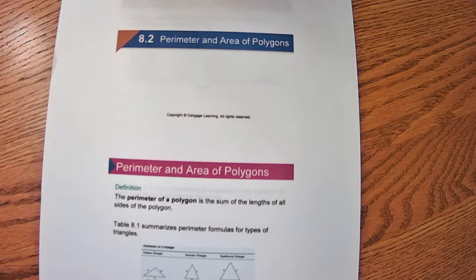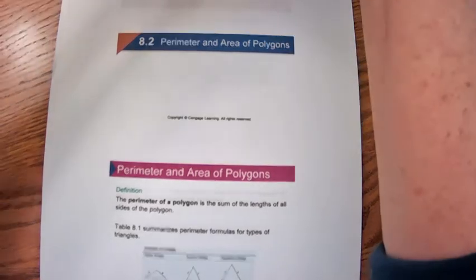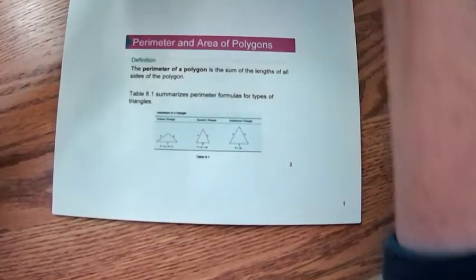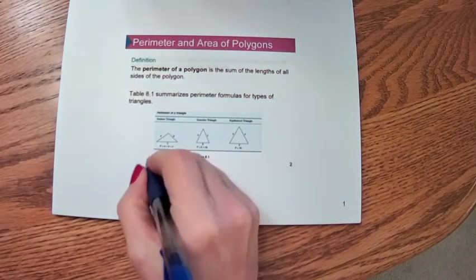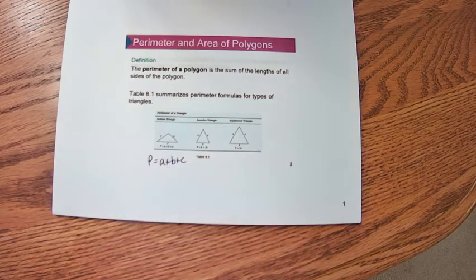In section 8.2, we'll talk about perimeter of polygons and then how that can be used to help find the area of polygons. So the perimeter is the distance around the outside of a polygon. So for a triangle, the perimeter is when you add all three sides together.